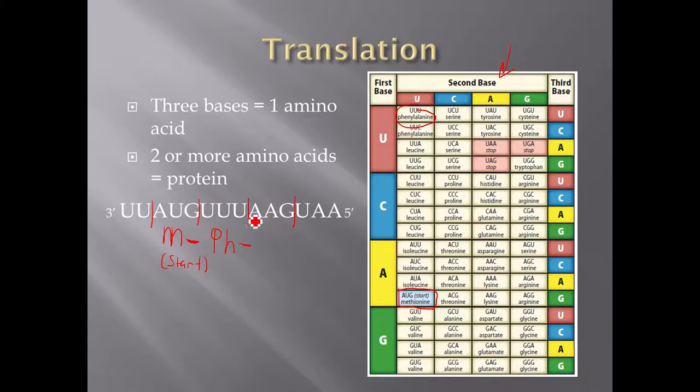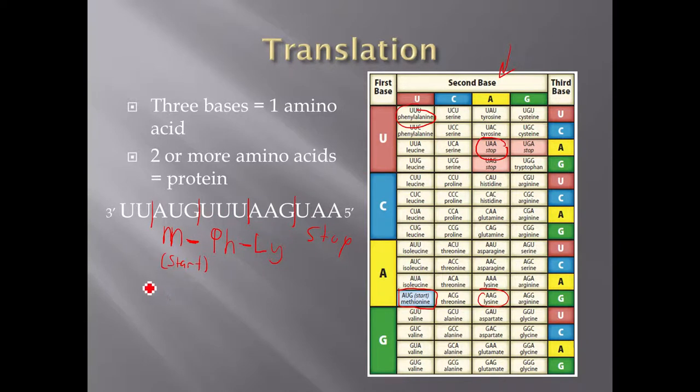Well, my next one is going to be AAG. So let's take a look. Here's A, here's AA, well, here's AAG. The next one is lysine, so I'll put a LY for lysine. Now, the next one I have is UAA. Well, let's take a quick look. It's around here. Here's U here. Here's A. Okay, UAA. Oh, UAA stands for stop. That means that you no longer code anymore.